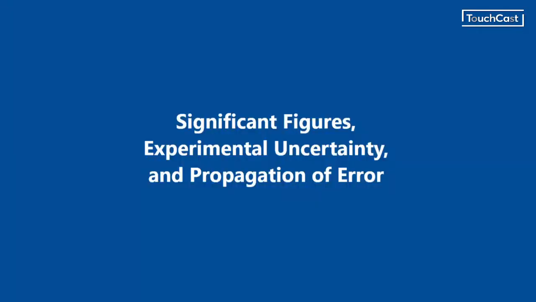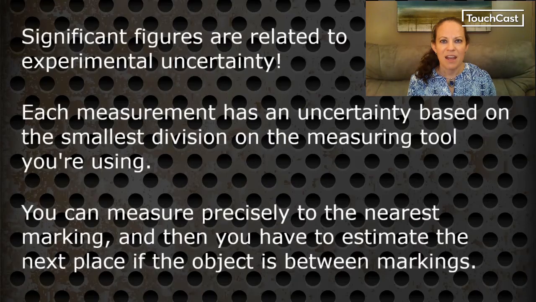You've probably memorized rules for handling significant figures in chemistry, but you might not have heard about experimental uncertainty and propagation of error, so I'm going to talk to you about how all of these things are related today. The number of significant figures you can report in a measurement is related to the experimental uncertainty of that measurement. So what does that mean?